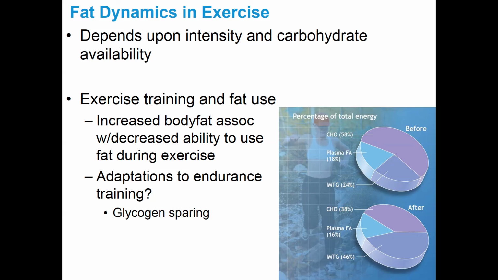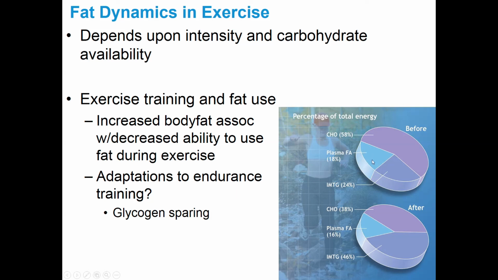So this picture, or these two pie charts, I think this one's from a 12-week endurance training study. If you look at individuals coming into the study, these are sedentary individuals. When they do an endurance exercise test at the beginning of the study, their primary fuel source is carbohydrates. And only about 24 or 25% of the energy comes from intramuscular triglycerides. That's what the IMTG stands for. And then 18% from plasma fatty acids.